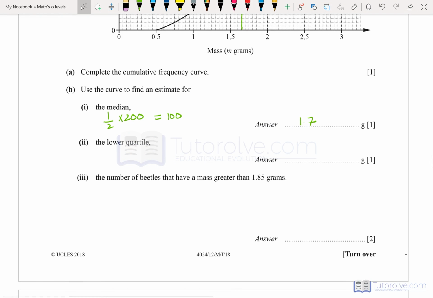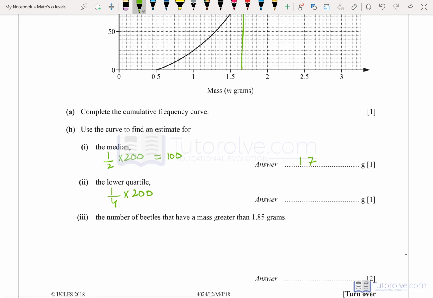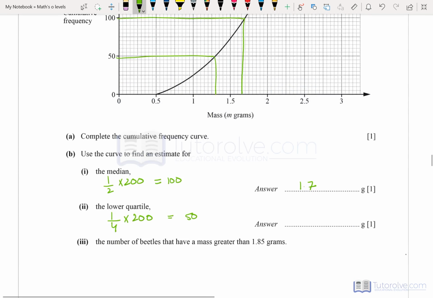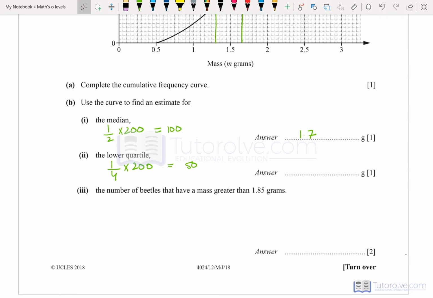1.7. Now I have to find the lower quartile. The lower quartile is basically 1 over 4 of the total frequency. Basically, 1 over 4 of the total frequency right here would give me 50. So I have to trace back this value, which would give me 1.3.